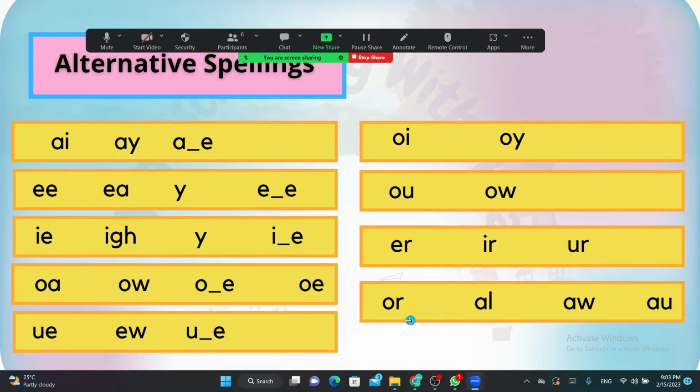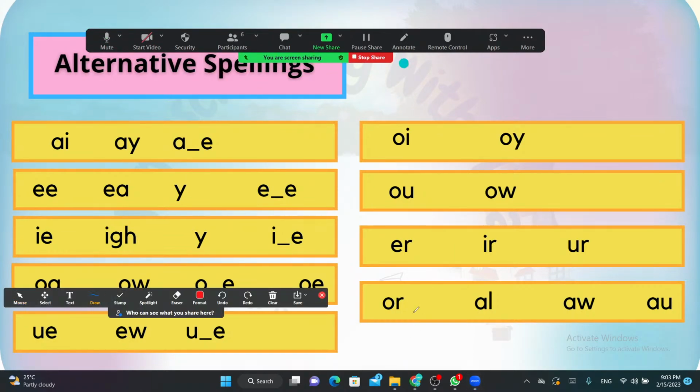Okay? Now, the last alternative group. This is OR that we have already introduced. Why have I written OR, AW, AU, and OAR? Achha, this is the Jolly Phonics pattern, right? So we need to remember that everywhere you won't find these four spellings as alternative spellings, especially in the logic of English or science of reading. They deal with these spellings differently. But here we are following Jolly Phonics.